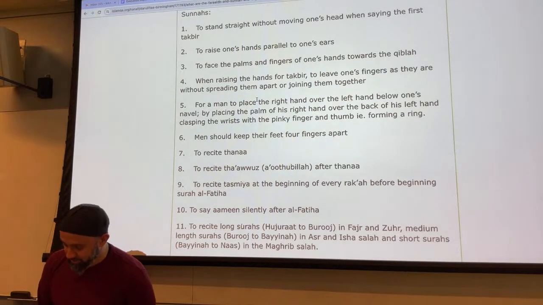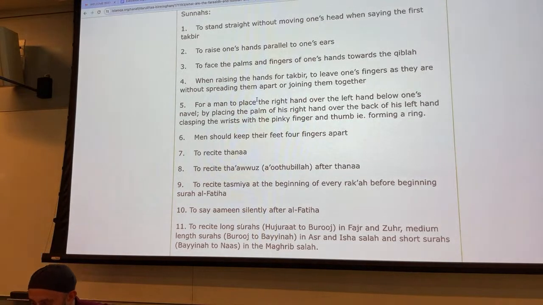When raising the hands for the takbir, leave one's fingers as they are without spreading them apart or joining them together. It's just bringing your hands up in whatever natural format you bring them in. For a man, place the right hand over the left hand below one's navel by placing the palm of his right hand over the back of his left hand, clasping the wrists with the pinky finger and thumb. So we talked about this previously, but in some opinions, there's no distinction between the form of a man's prayer and a woman's prayer.